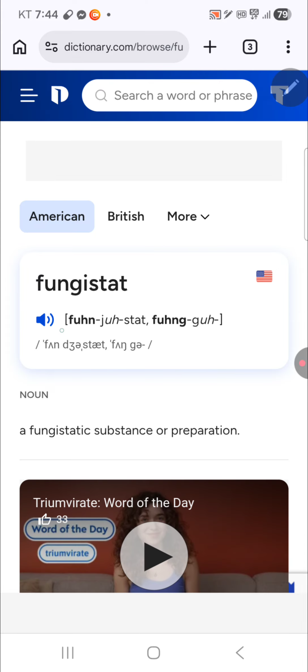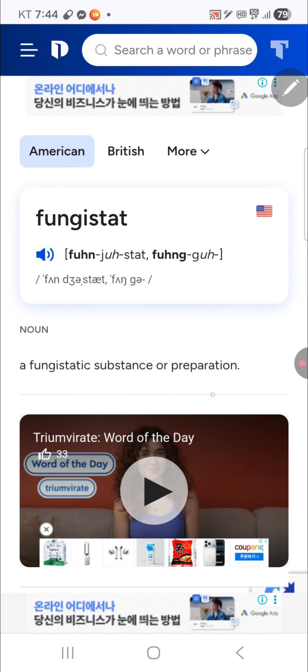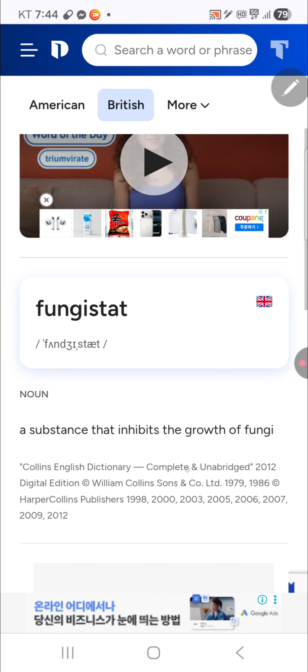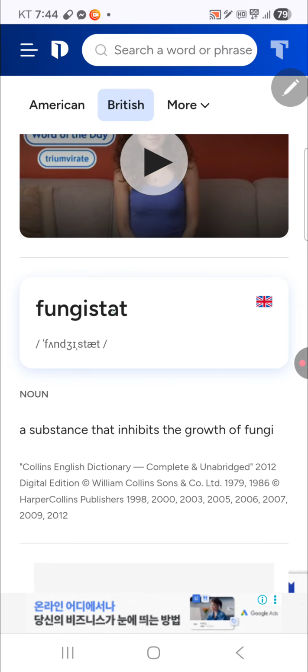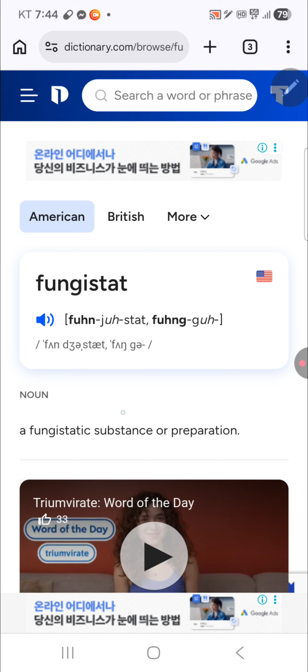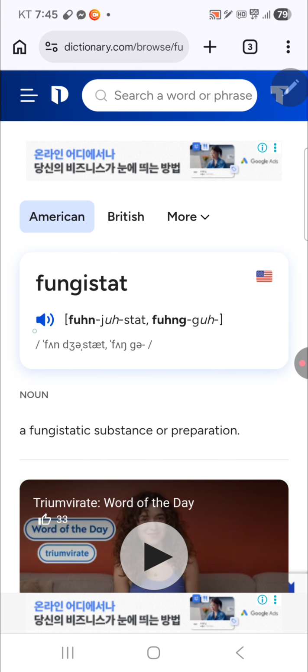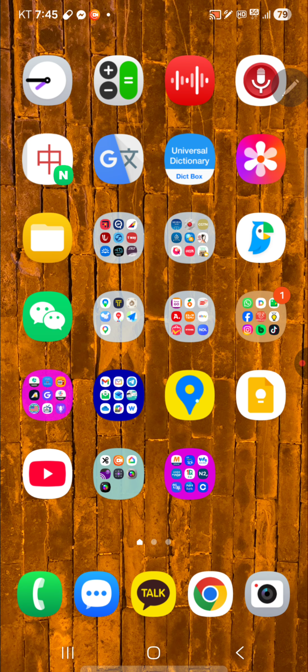Fungistat, a fungistatic substance or preparation. A fungistat, a substance that inhibits the growth of fungi. Fungistat, right? Let's remember that.